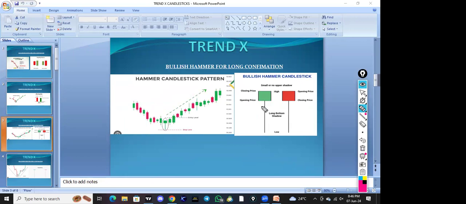What happens in this case is the market will cross support, and immediately it will close in this way. Just take the trade and keep your stop loss below this candle. If a candle closes below this, then the setup has failed. You have to take your stop loss, then leave it.